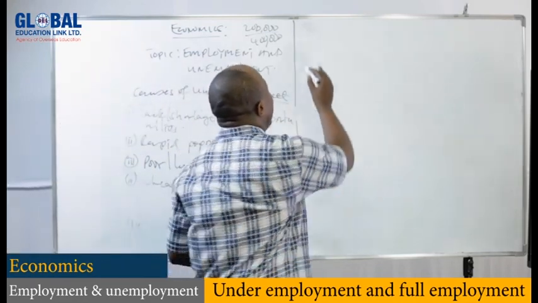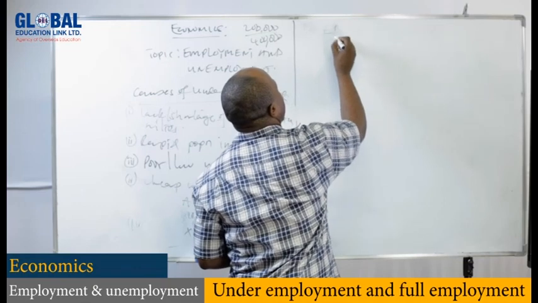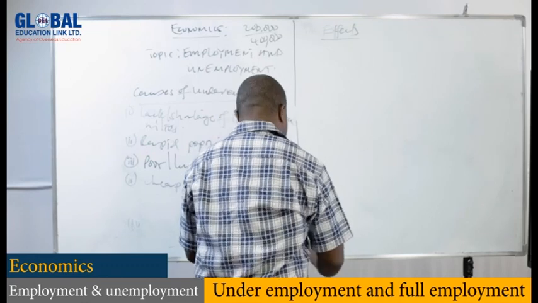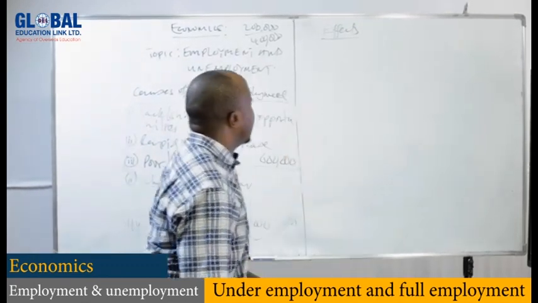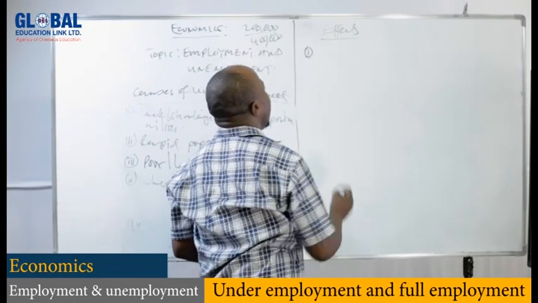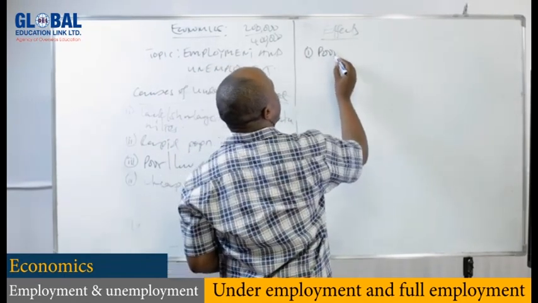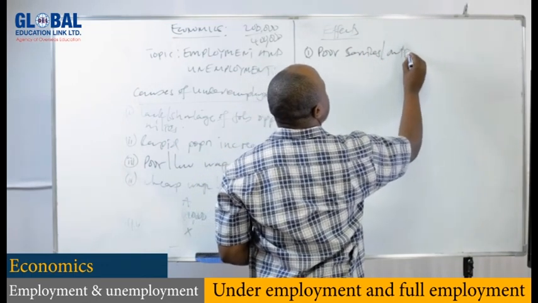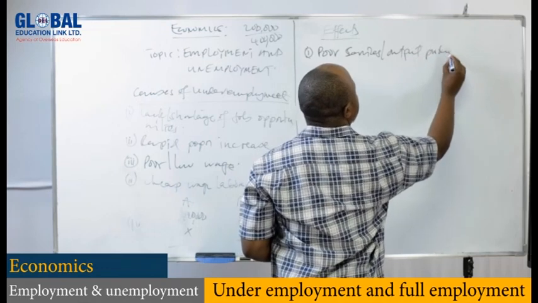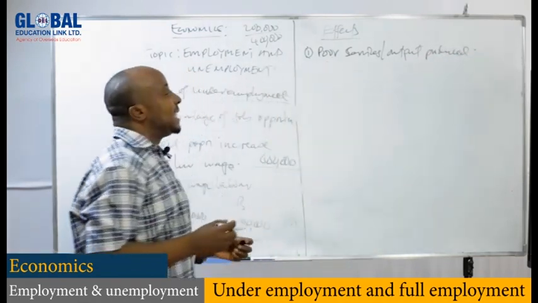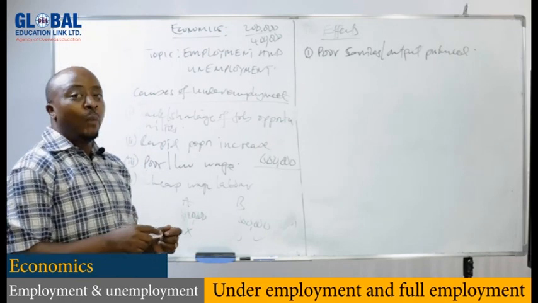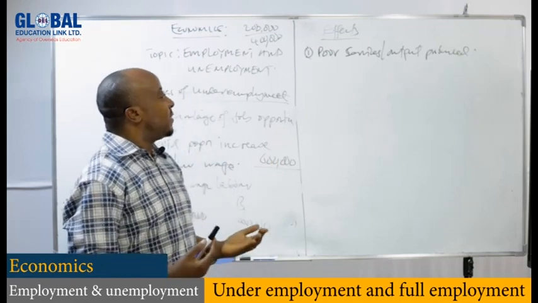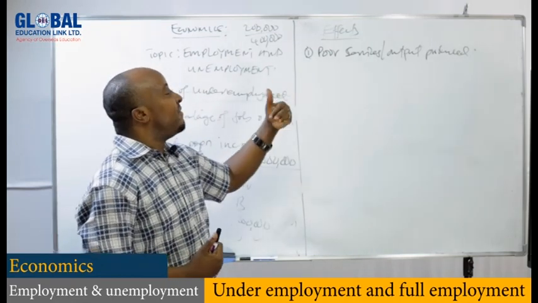Then let's complete with the effects of underemployment. Effect number one: underemployment results in poor services or output produced. If the economy is operating with underemployment, we expect the output produced to be of low quality, to be poor. What do you expect if you find the workers are underemployed? They are working below the required time.